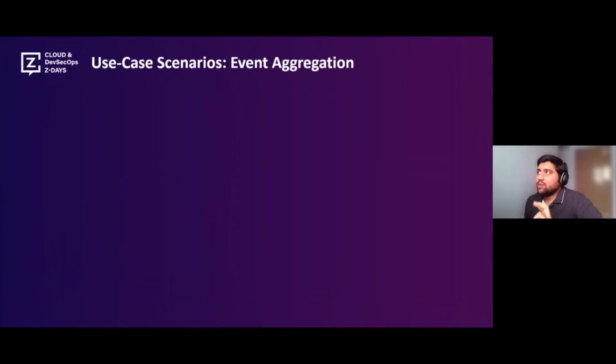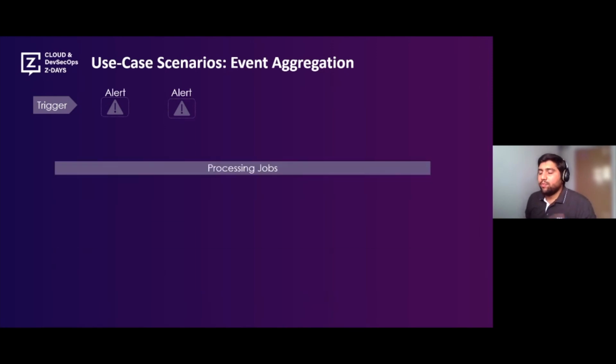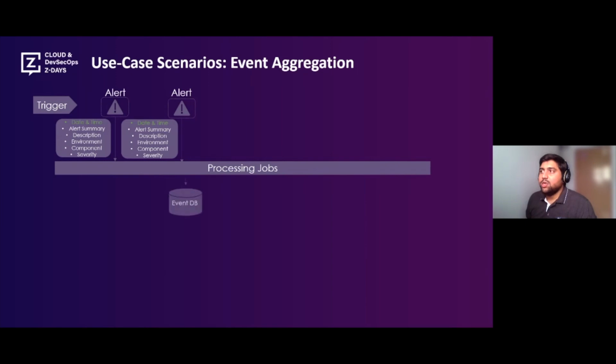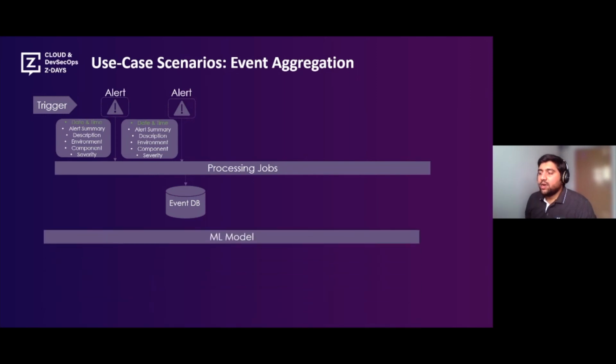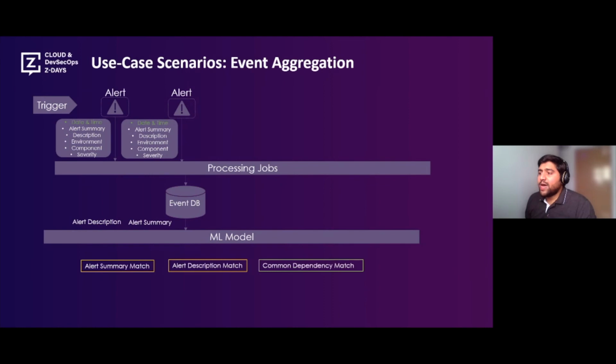The next use case workflow is event aggregation, where the trigger is when there are multiple alerts in a system at a certain point of time, in a 1-2 hour time frame, or maybe a 30 minute time frame. Again, the alert-specific data will be sent to the processing jobs, which push all this data to the event database, and from there the ML model will fetch the alert description and the alert summary majorly, and try to match the alert summary or alert description text with the alerts.